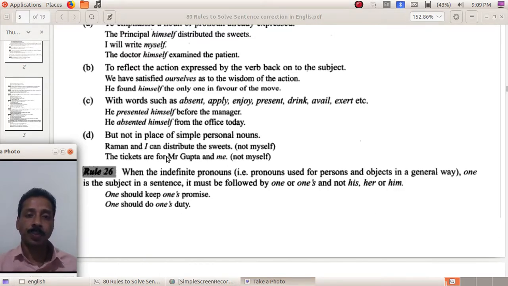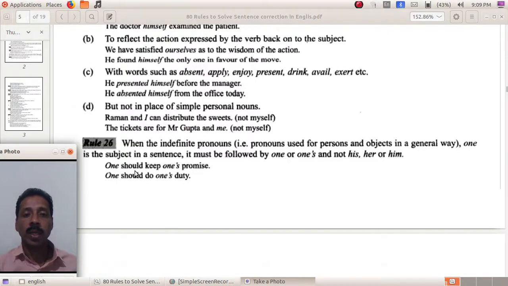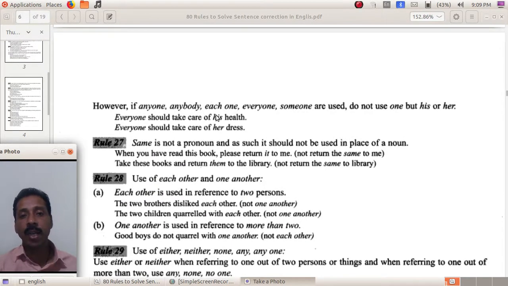Then, when the indefinite pronoun, that is pronouns used for persons and objects in a general way, one is the subject in a sentence, it must be followed by one or one's and not his or her. That is, one should keep one's promise. However, if anyone, anybody, each one, everyone, someone are used, do not use one but his or her. Everyone takes care of his health. Everyone should take care of her dress.